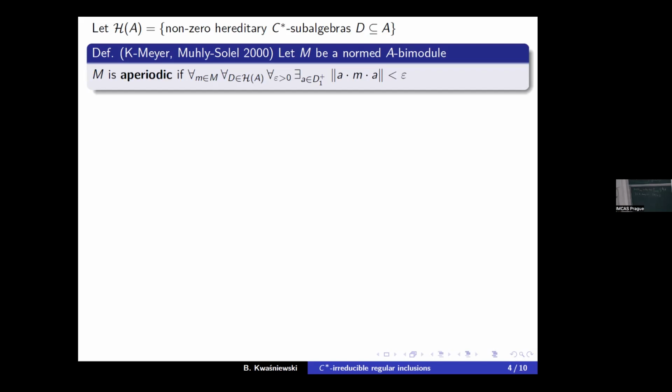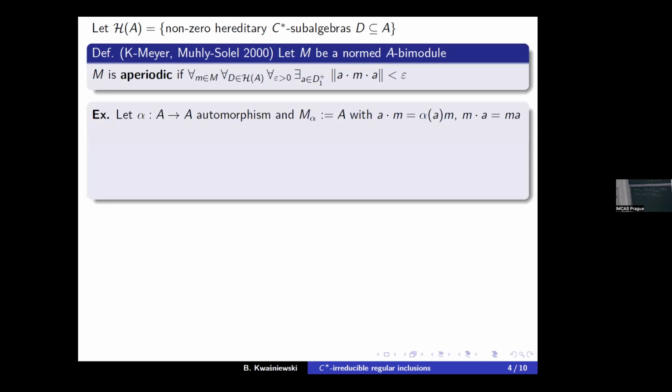People have seen this in many other instances, but probably this is the best thing to work with if you want to have really general results. So it originated from the work of Kishimoto, who considered automorphisms. So let us start with this example. When you have an automorphism of your C-star algebra, then you may view this A as a bimodule where one action is just given by the multiplication and the other action is twisted by the automorphism.